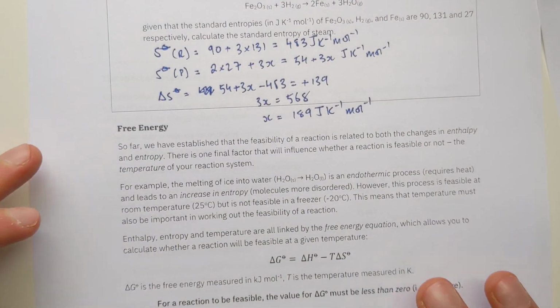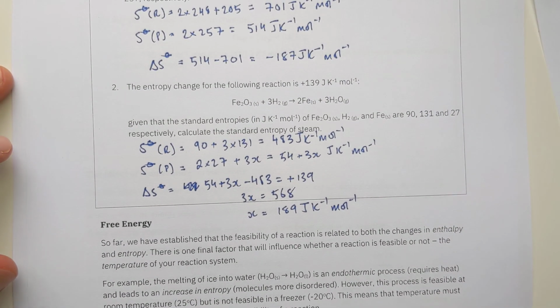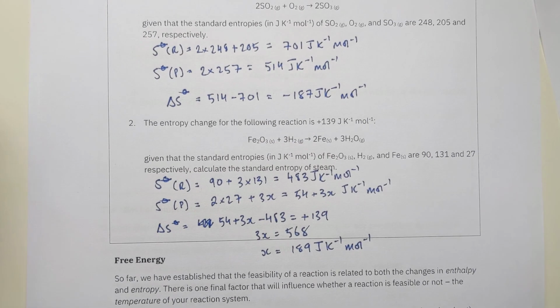So there's 2 styles of questions for calculating entropy changes or describing entropy changes. One is without any numbers. You're just analysing the state symbols of a reaction to work out if entropy should increase or decrease. Or you can get a question where they give you entropy values and you're comparing the entropy of the reactants to the entropy of the products.